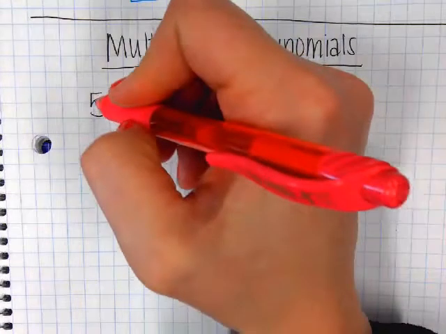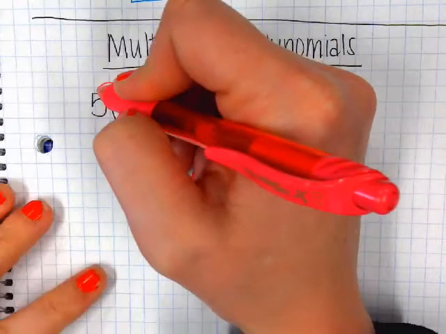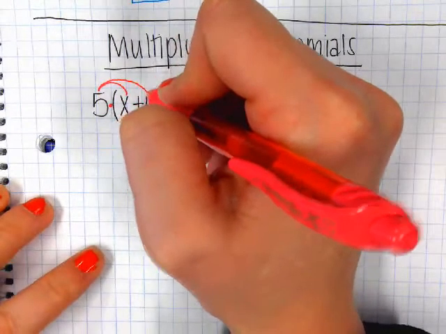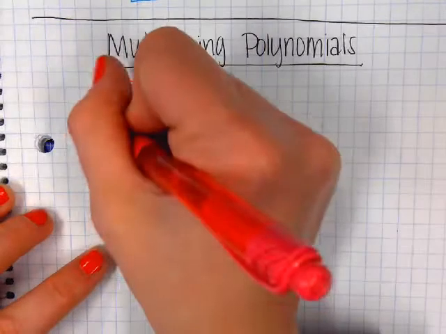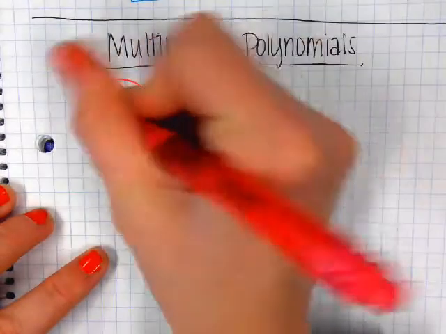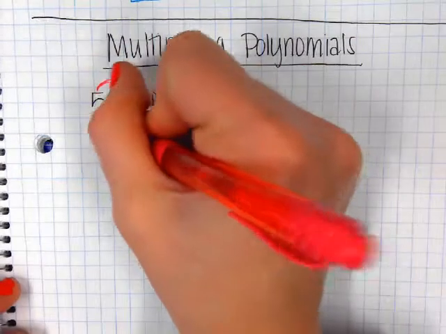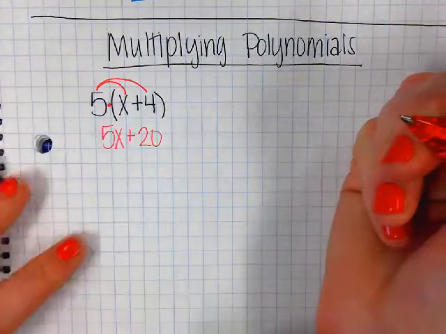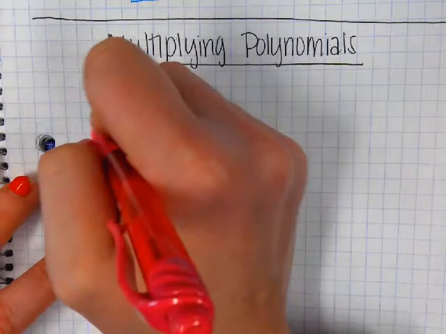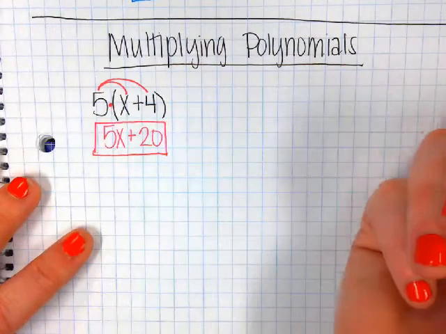Now, I have to distribute this into both parts. So I have to do 5 times x and 5 times 4. What's 5 times x? 5x. And what's 5 times 4? 20. Now it's a positive 20, so I keep it an addition sign. And that's it. That problem is done. I can't combine a 5x and a 20, so that's as simple as it can get.